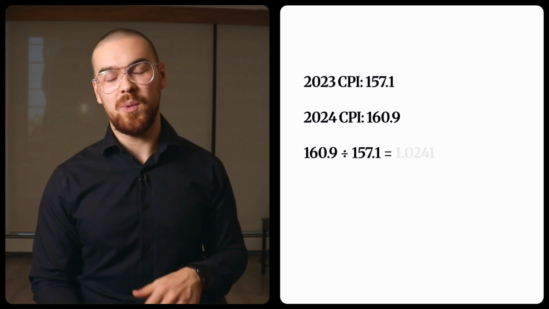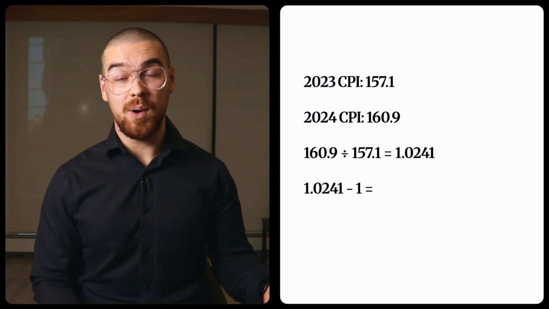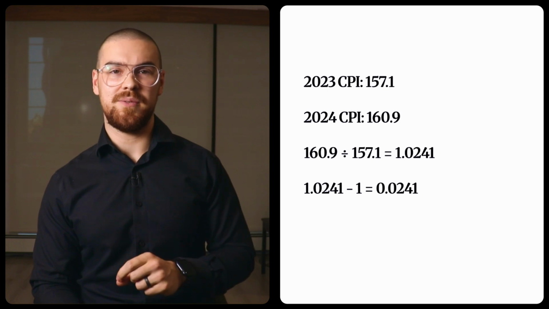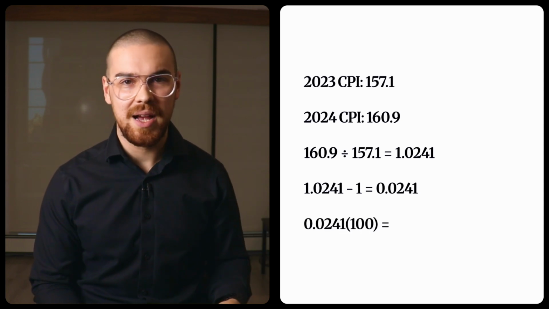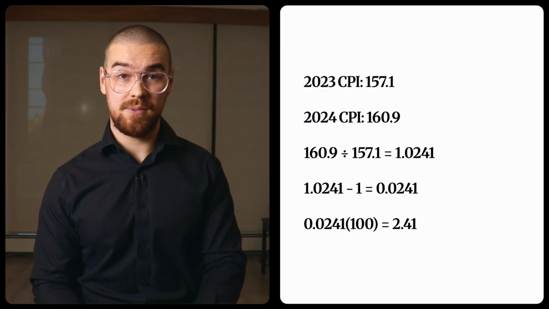And our answer should be 1.0241. Then we can subtract 1, so we should get 0.0241. And then multiply that by 100, and our answer should be 2.41. So now we can say that the inflation rate from 2023 to 2024 was 2.41%. You could also say that the Consumer Price Index rose 2.4% on a year-over-year basis from the 2023 average to the 2024 average. That'd be another way to say it.